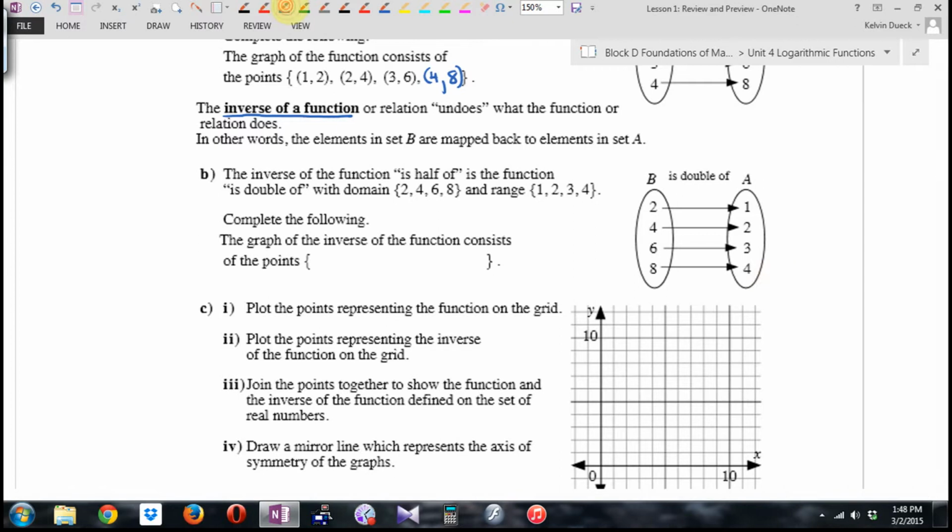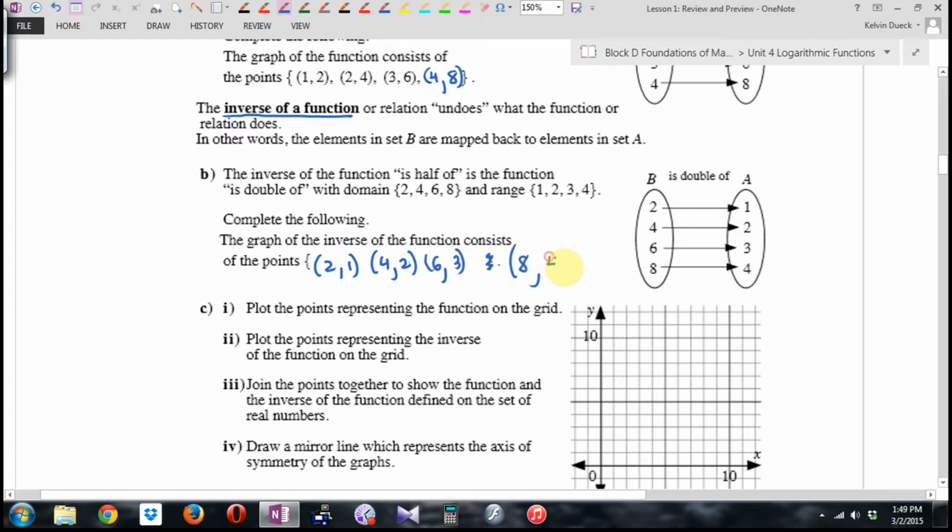What would the points on the inverse be? 2, 1. 4, 2. Right? 6, 3. And I'm running out of room. 8, 4, and I'll do my squiggly bracket there just so I can write bigger.